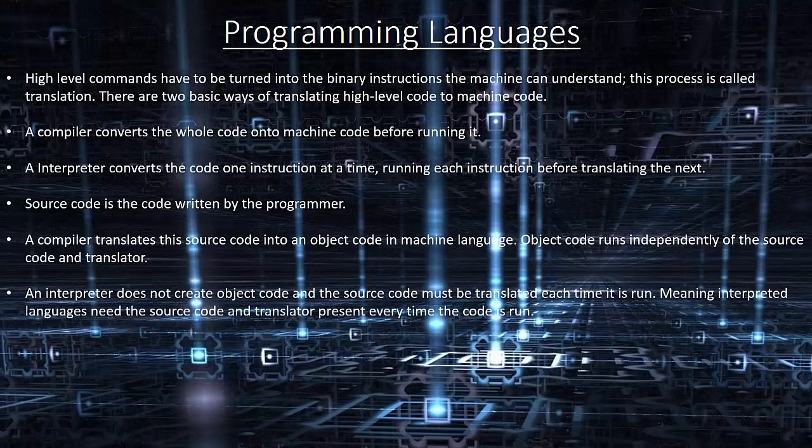An interpreter does not create object code, and the source code must be translated each time it is run, meaning interpreted languages need the source code and translator present every time the code is run.